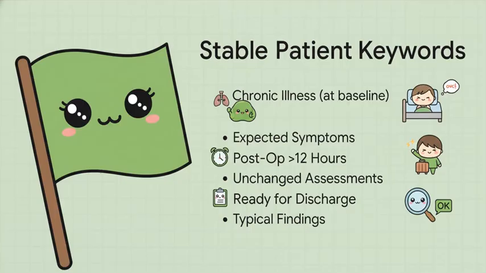And then on the flip side, you've got your green flags. These words basically give you the green light to see this patient later. We're talking about a patient with a chronic illness who's at their normal baseline, or someone with symptoms we totally expect, like a post-op patient with some pain, or someone who's already got their discharge papers ready. These are the patients who can safely wait a little bit.